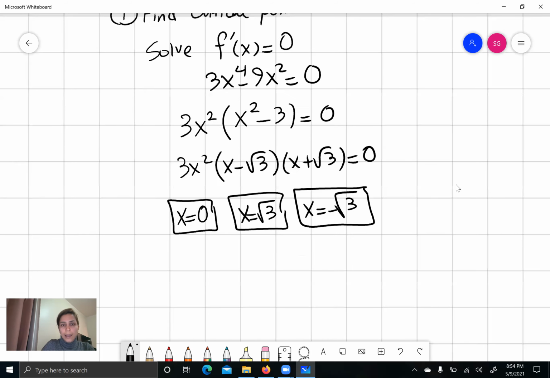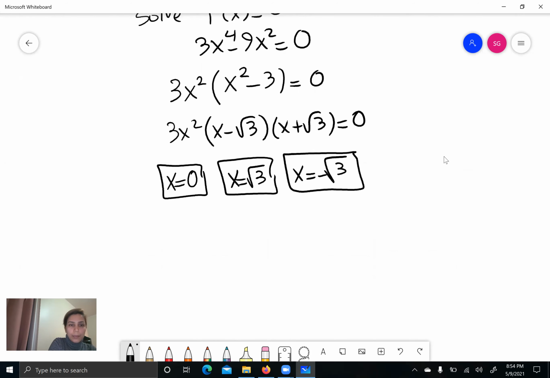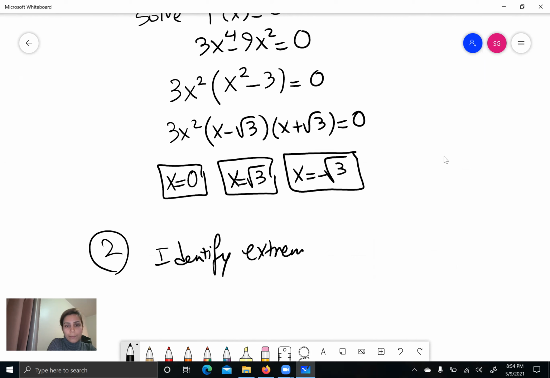Second, now look at what I'm going to do. Identify the extreme values. Max and min values, maximum and minimum values. Okay.